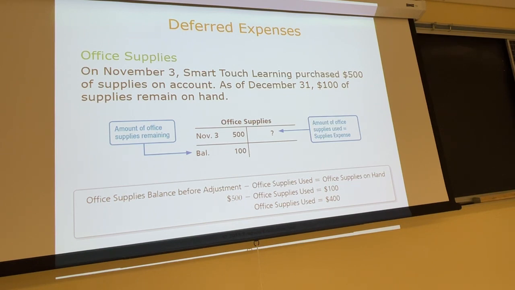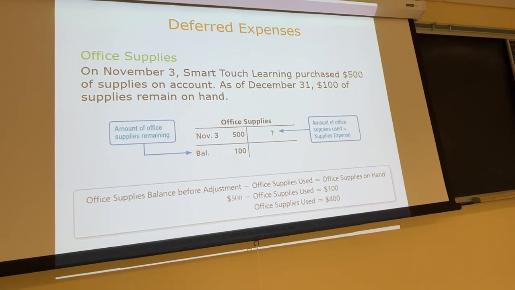Okay, next we'll look at an example of office supplies. And in this chapter, whenever you have a problem that involves office supplies, the dollar amount that you're going to journalize is not the dollar amount that they give to you in the problem. Instead, you have to compute a dollar amount that you're going to use in your adjusting journal entry. So here they tell you that on November 3rd, the company purchased $500 of office supplies on account.